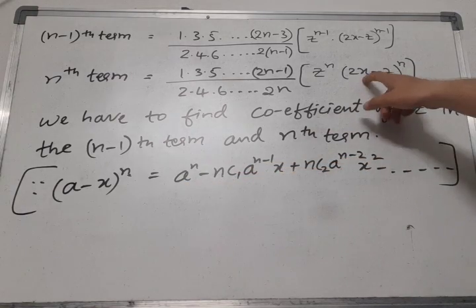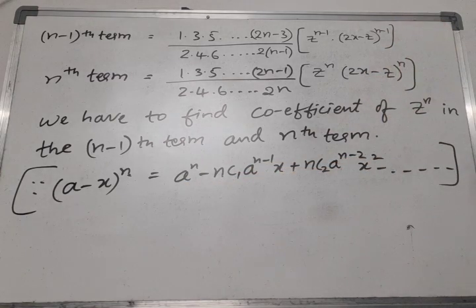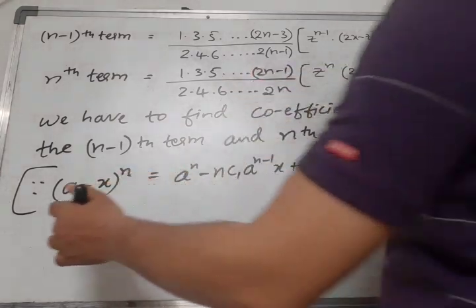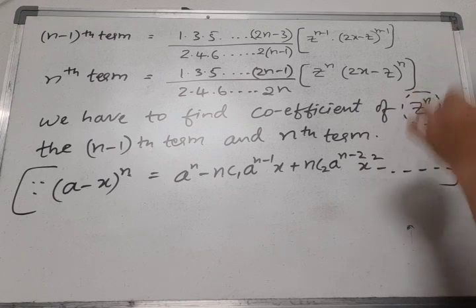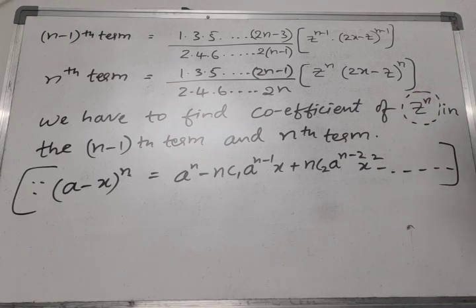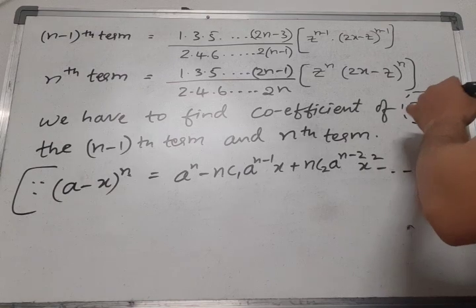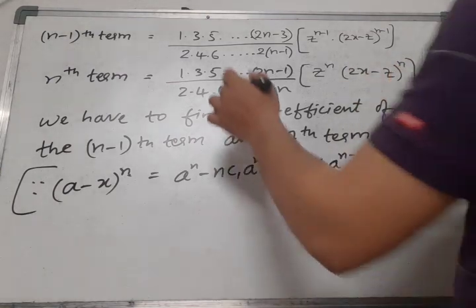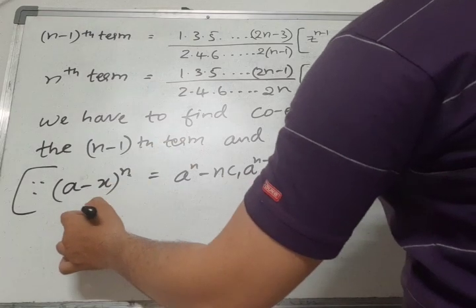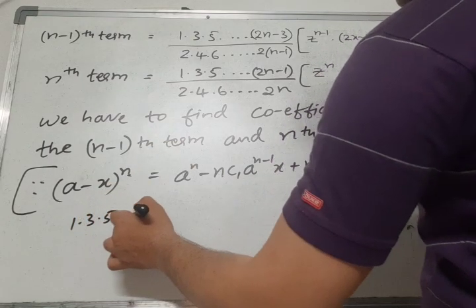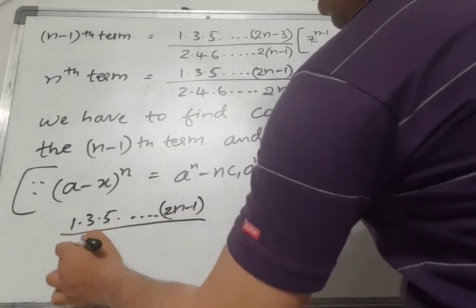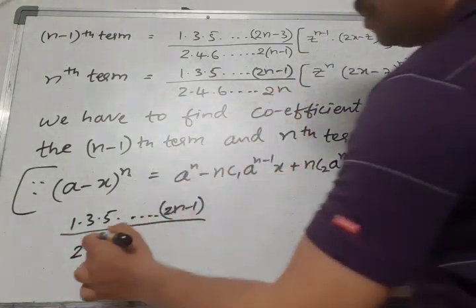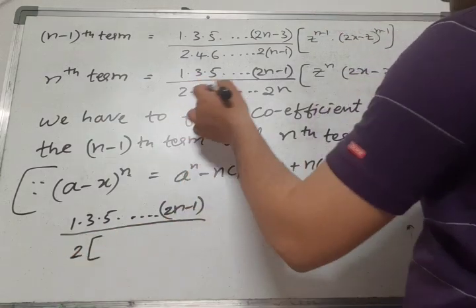Now we are going to expand this. If we expand, what will we get? We want to get the coefficient of z power n. That is our intention. So for that purpose, here we have 1 into 3 into 5 and so on up to 2n minus 1 divided by 2. In all the terms you can take 2 common.